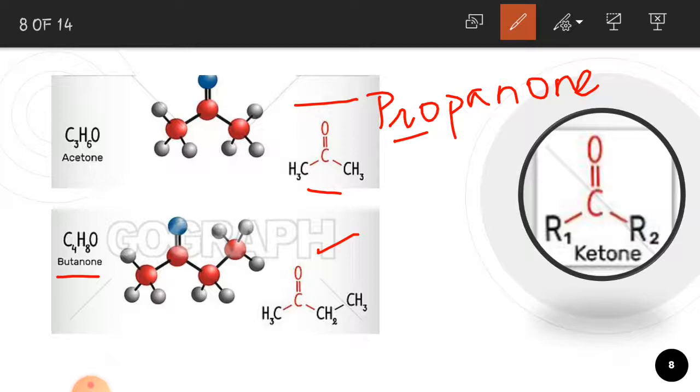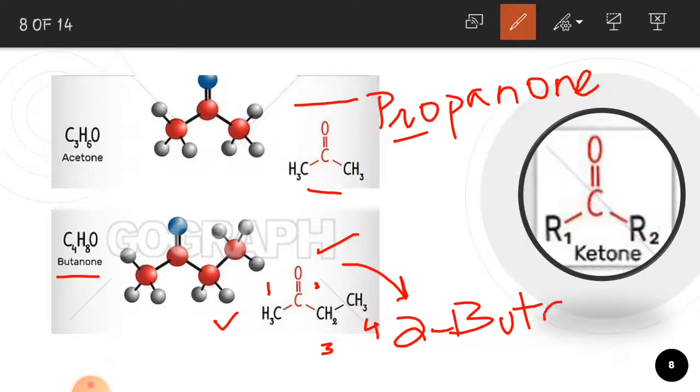Now, if we want to locate the position of the carbonyl group in this compound, then we will first number these carbons like this. After numbering, you may observe that the carbonyl group is present at the second position. So this compound may also be called 2-butanone.